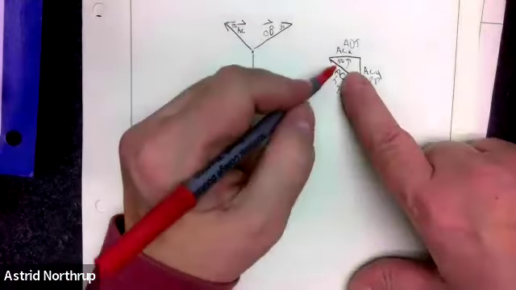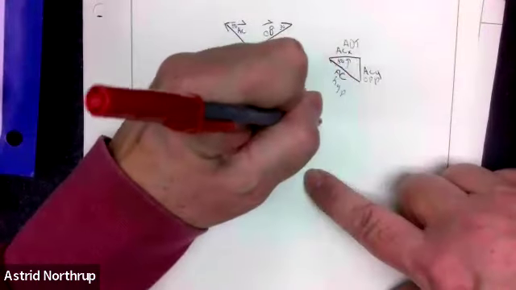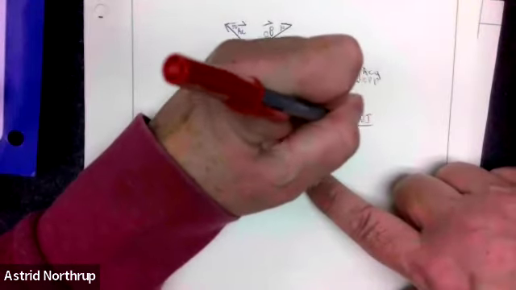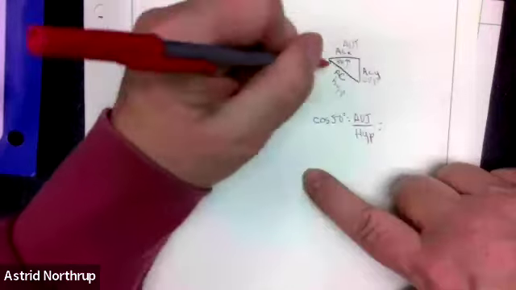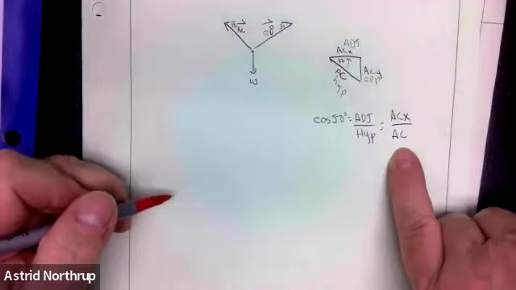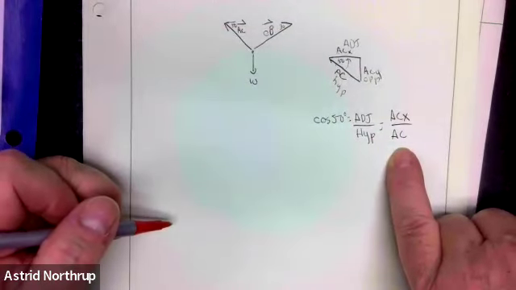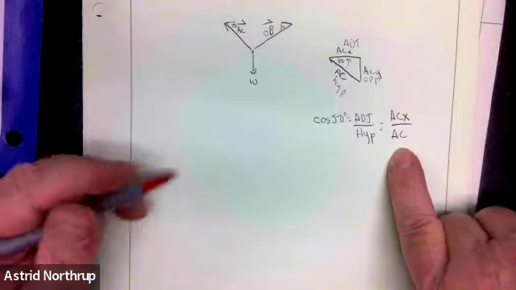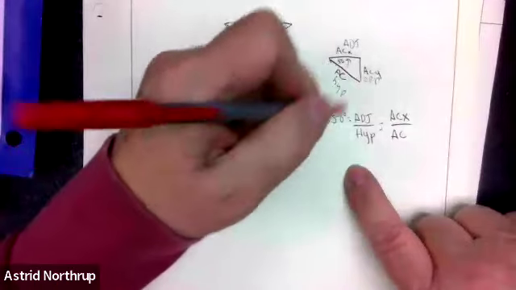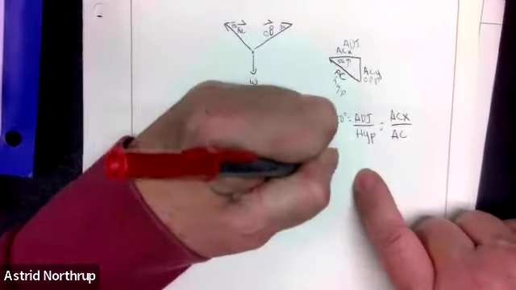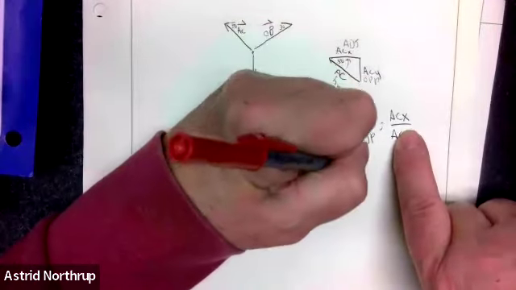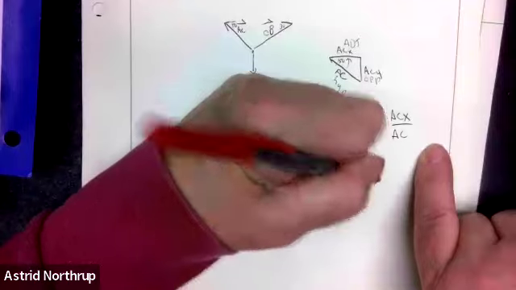So that means that if I want to look for ACX, I can start by saying the cosine of 50 degrees is equal to the adjacent leg over the hypotenuse, which is going to equal ACX over AC. Okay, then similarly, I can say the sine of 50 degrees is equal to the opposite, which is ACY over AC.